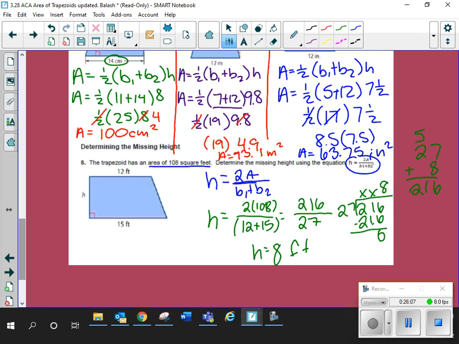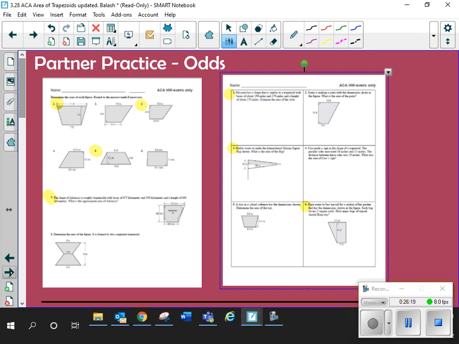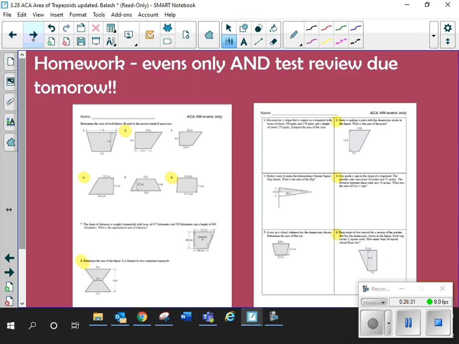Again, if I ask you to find the missing dimension of a trapezoid, I'll give you that formula, but chances are I'll probably do it with a triangle. Okay? Let's see. Is that going to be the rest of it? Okay, part of practice. You're doing odd. Ready, set, go. For those of y'all at home, you can check your partner practice at home. Your homework is going to be even, and then working on that test for you. Thank you.